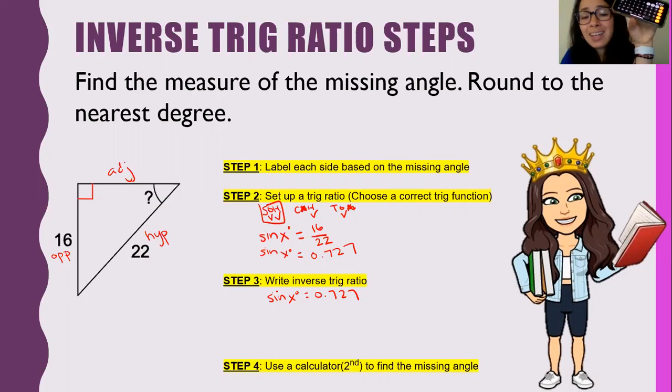Because it says sine, I'm gonna look where it says S-I-N, and be careful because there's one that says sine H. No, we don't want that one. We want this one that says sine -1. We click on that, and that will give me my answer. It'll give me 46.635.